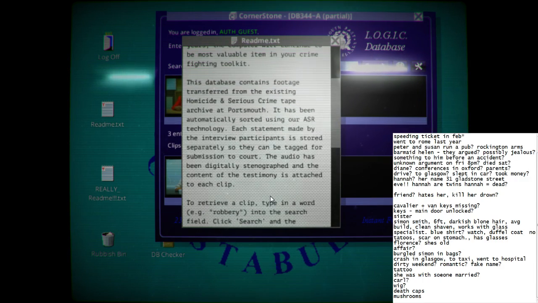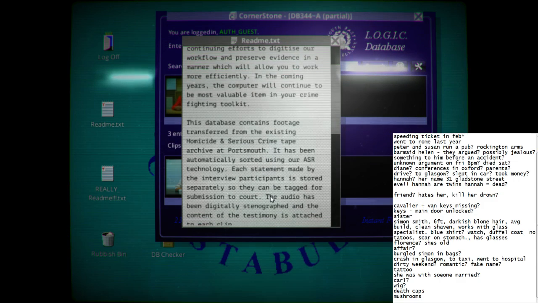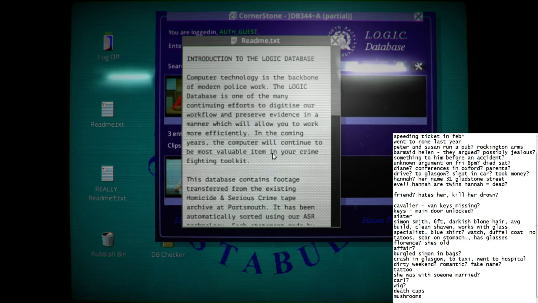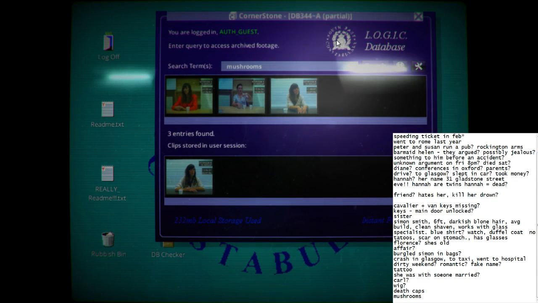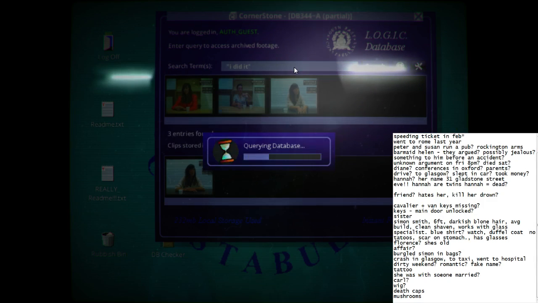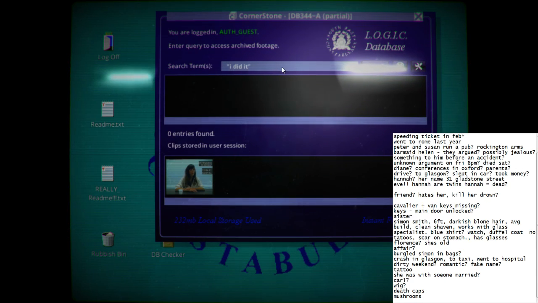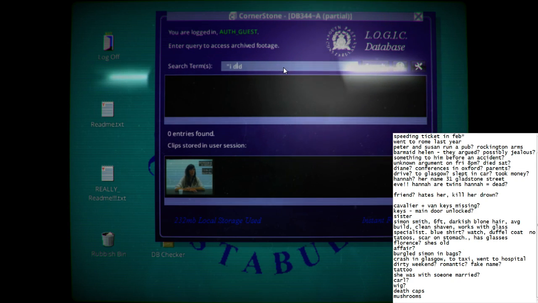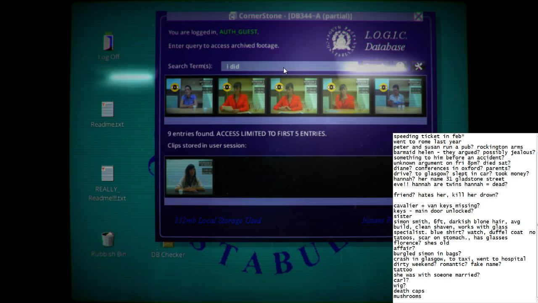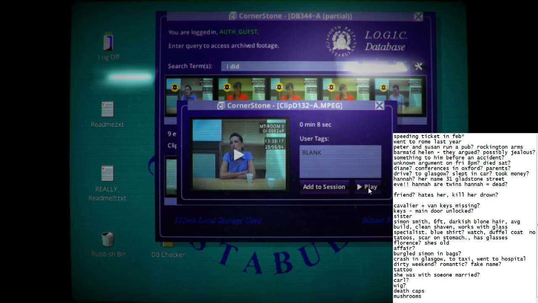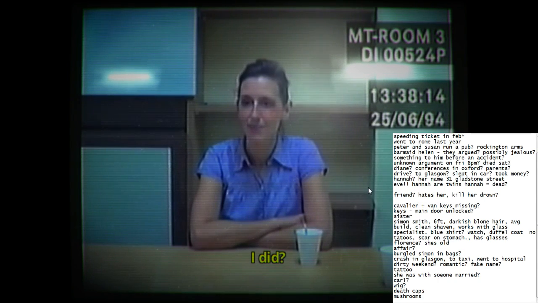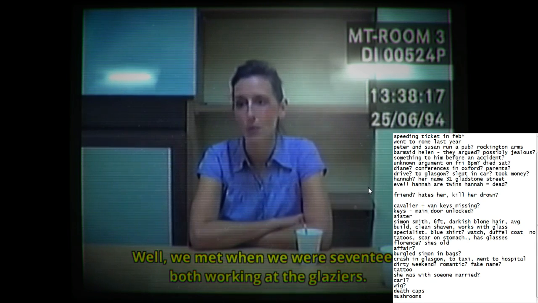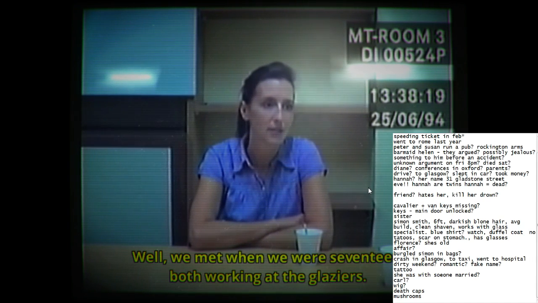For an exact match. Right, I have to just get the confession. I wonder if she actually ever just says I did it. No. Or I did? She never says the terms I did. Yeah, see? I did. Well, we met when we were 17, both working at the Glaciers.